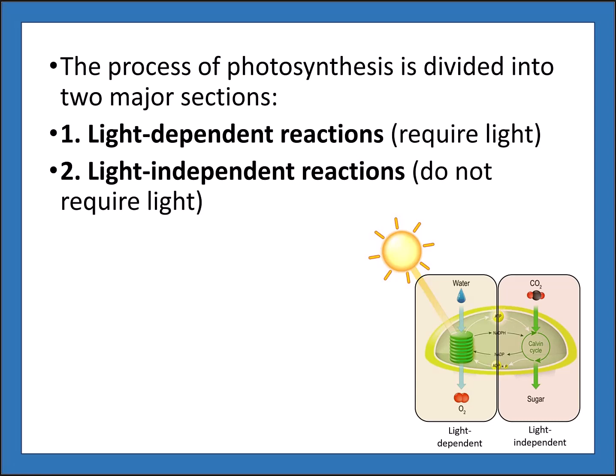So as you can see here, I have this drawing divided in half. Light energy is entering the thylakoids. These are the light-dependent reactions. What's happening here is light-dependent because it's using that sunlight. And then the other half of those reactions is light-independent. There's no sunlight coming into this part of the process.